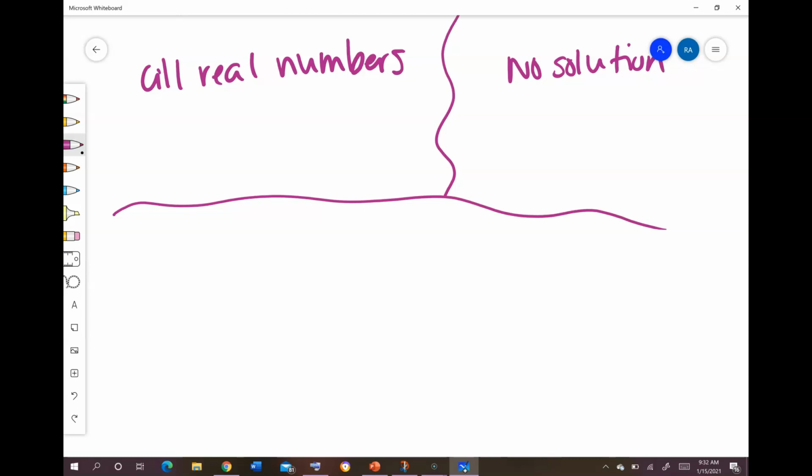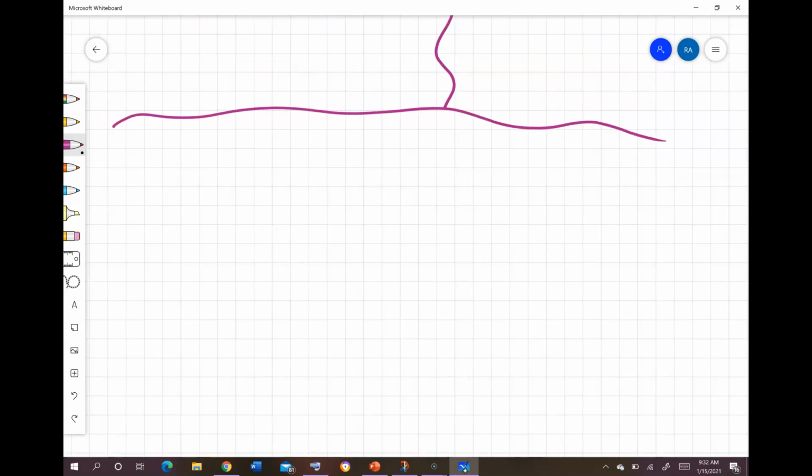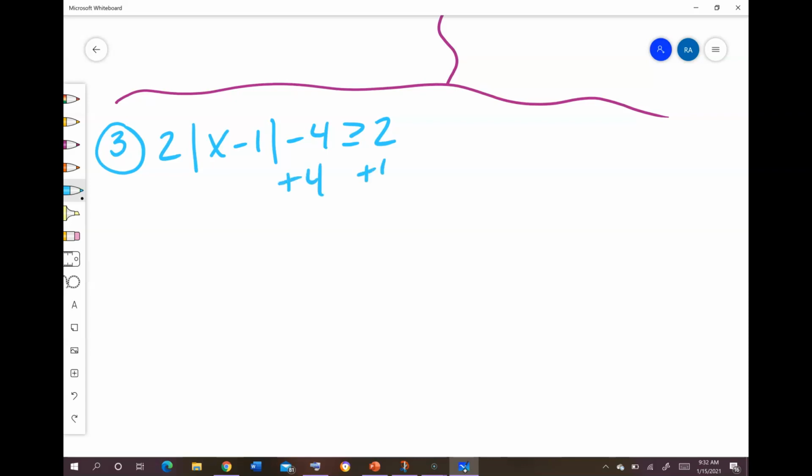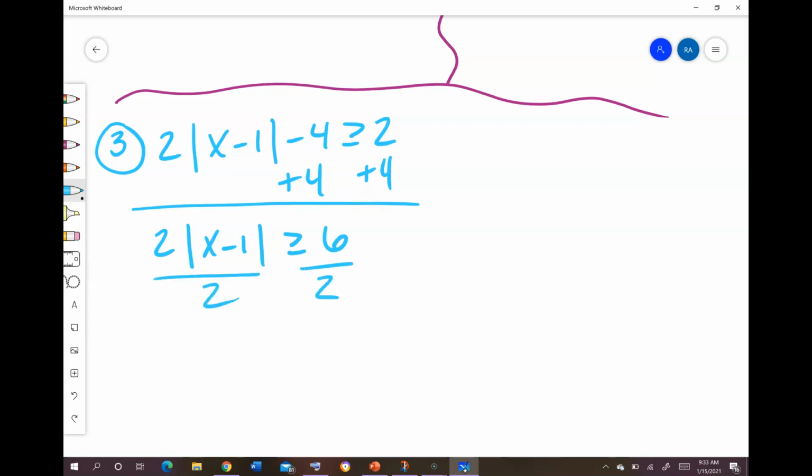All right, let's do one where we get an answer. This is number 3. This one's going to be 2 absolute value of x minus 1, minus 4, is greater than or equal to 2. First we've got to get it isolated. You work your way from the outside in. So we're going to get rid of the 4 first, and I get 2 absolute value of x minus 1 is greater than or equal to 6. Then we're going to divide by the 2.